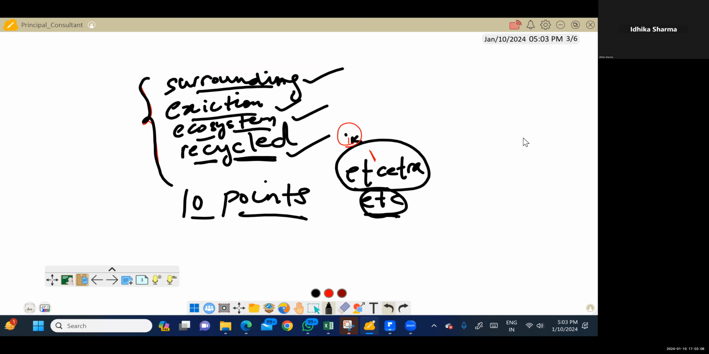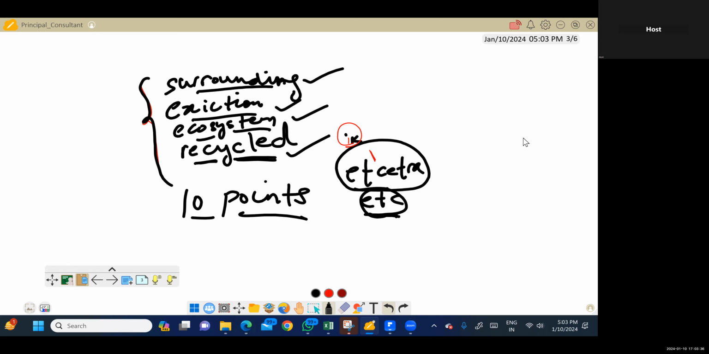Ithika? Yes, sir. I am ready. Tell me the meaning of some of the words. Yes, sir. Nurturing: to look after. Elements: a part of something. Essential, vitally.